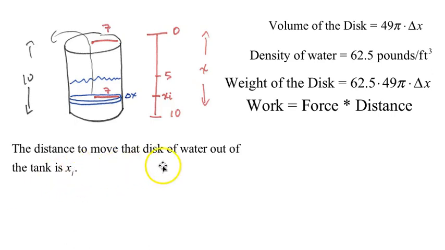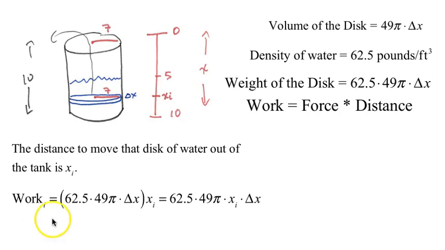So again, the distance to move that disk out of the water is x sub i. We're saying this is a specific disk in that tank. The distance to move that specific disk out is x sub i. Now the work to move that out, again, is force times distance. Here's our force, our weight, 62.5 times 49 pi times the change in x, times the distance. The distance is x sub i.